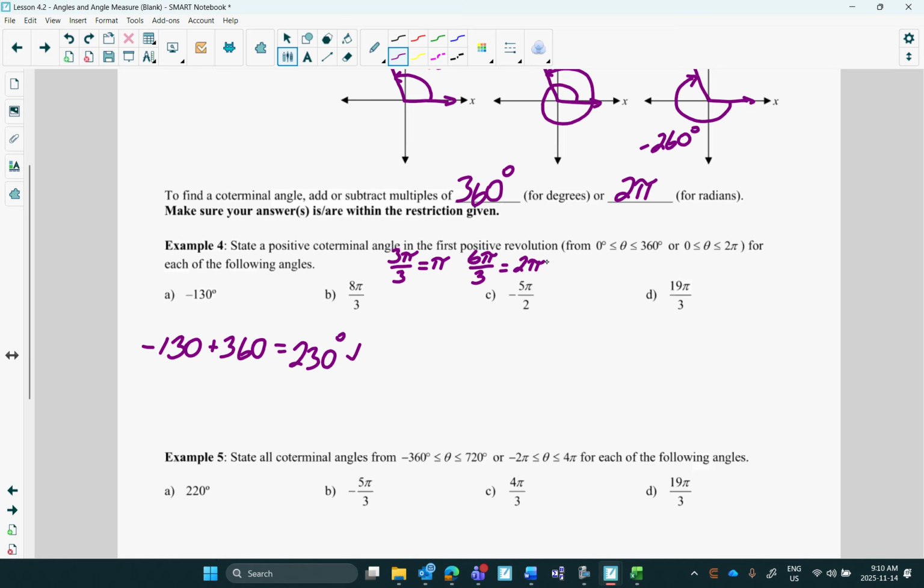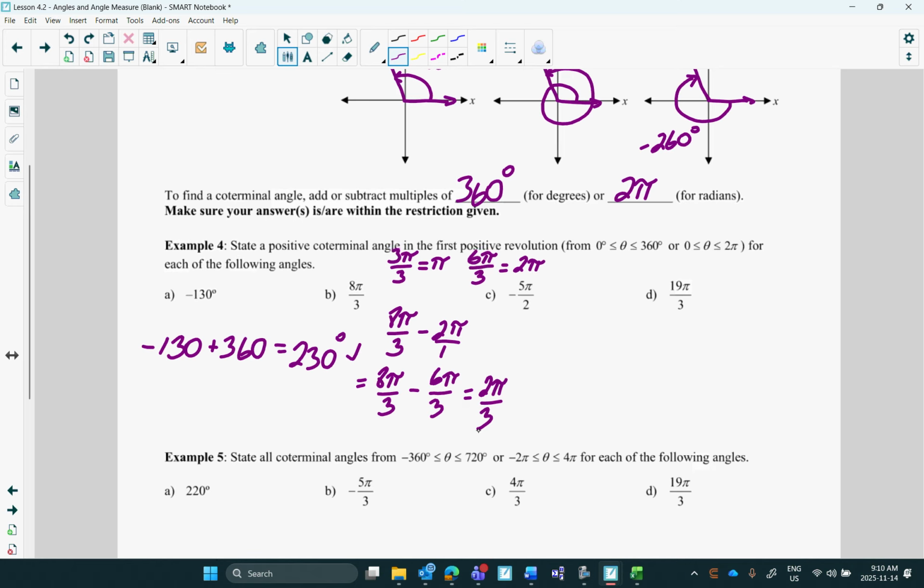So I've got to do 8 pi over 3 minus 2 pi. You got to know how to subtract fractions, so you got to put common denominators. 8 pi over 3 minus how many pi's over 3? 6 pi over 3, because we times by 3 top and bottom. And I get 2 pi over 3.